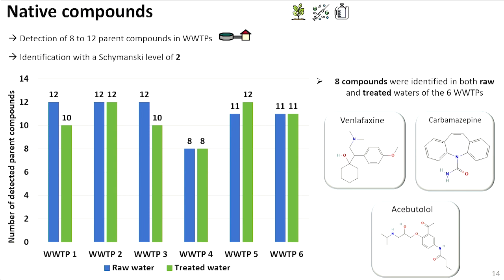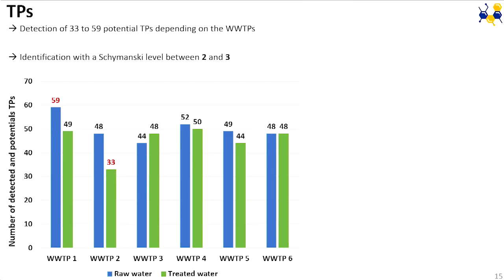And among them, 8 compounds were identified in both raw and treated waters of the 6 wastewater treatment plants, so they were persistent. And for example, we can cite venlafaxine, carbamazepine, and acebutolol. Concerning transformation products, 33 to 59 potential transformation products were detected, again depending on the wastewater treatment plant, and they were identified with a level between 2 and 3.